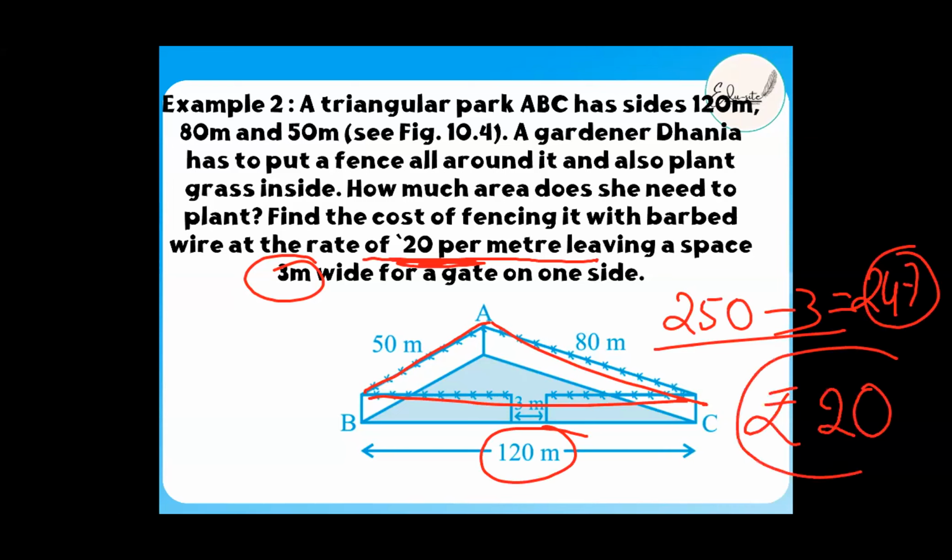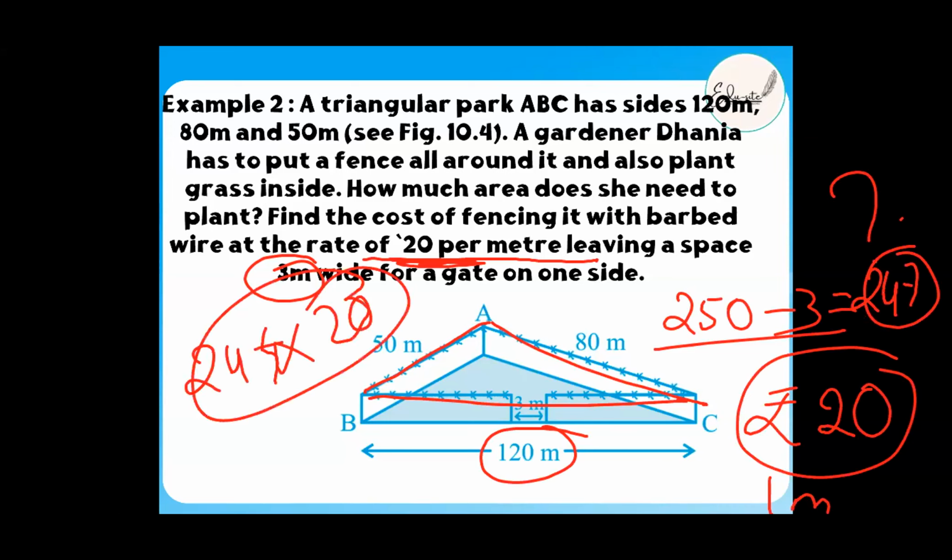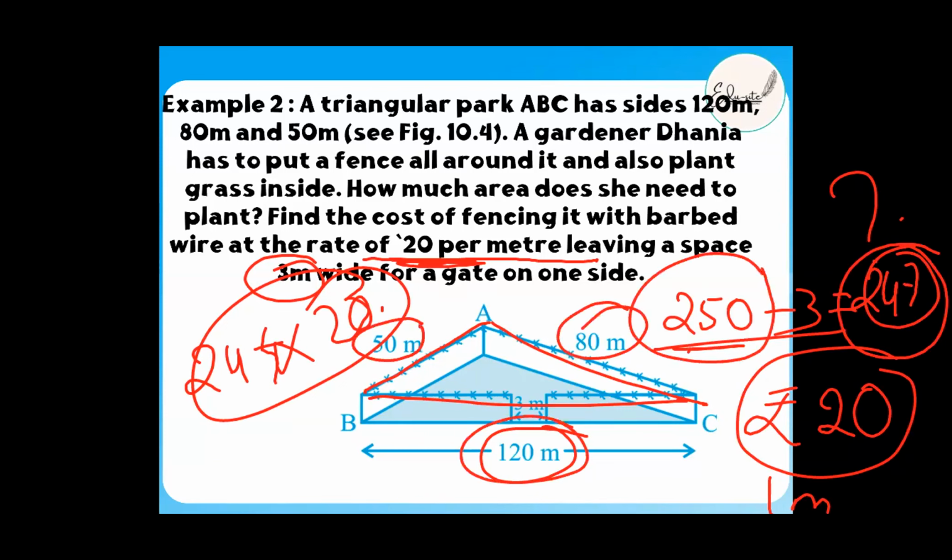Rupees 20 for 1 meter. For 247 meters, how much do they spend? That's all: 247 multiplied by 20. There's nothing extra based on area; you're just calculating based on perimeter. The perimeter was 250 at first, right? 50 plus 80 plus 120 is 250. 250 minus 3 is 247. So for 247 meters, how much is the cost that they are going to apply?